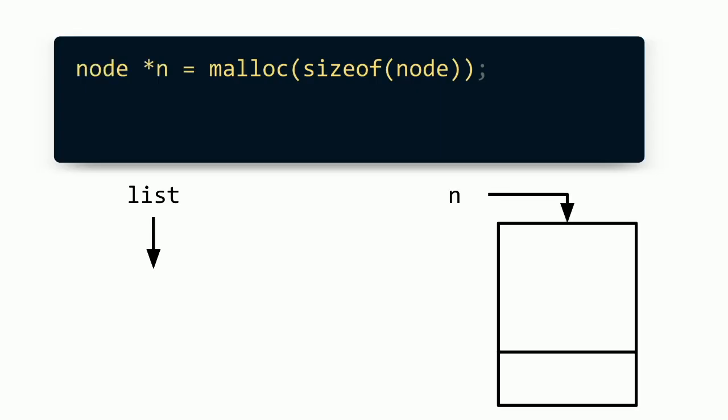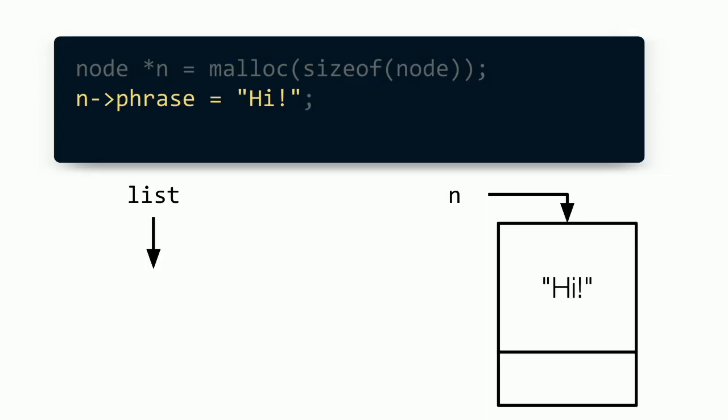And since we are, again, using a pointer to store the address of this node, we will have variable n that is pointing to that element of the list. Okay, next what we need to do is populate it, right? So we said that each node will have two components, the first one being a phrase, so in this case, hi, right? And then the second part is having a pointer to the next node. Well, we don't have a next node just yet, so we can just set it equal to null.